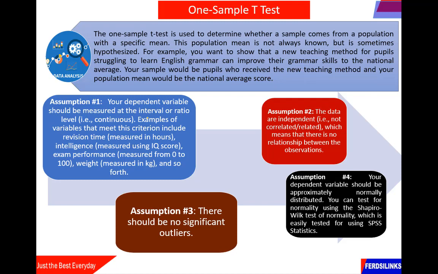Next, we talk about the assumptions. Principally, there are about 4 assumptions that you will need to test before you analyze your data using the one sample t-test. Assumption number 1: your dependent variable should be measured at an interval or ratio scale. In other words, your dependent variable, the outcome variable, must be continuous.